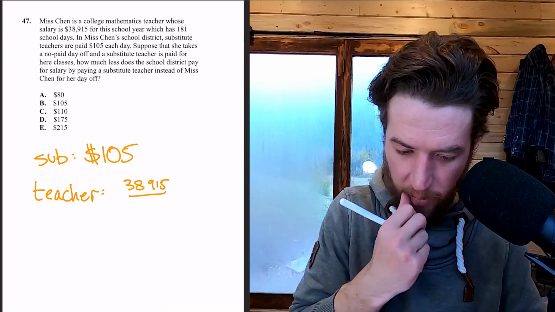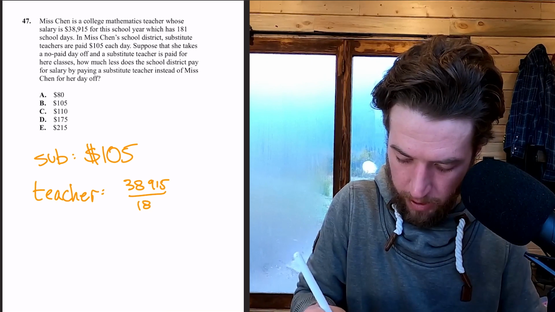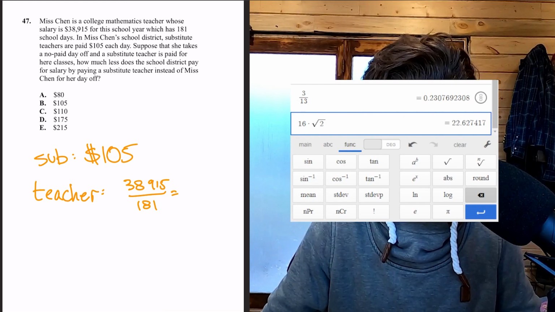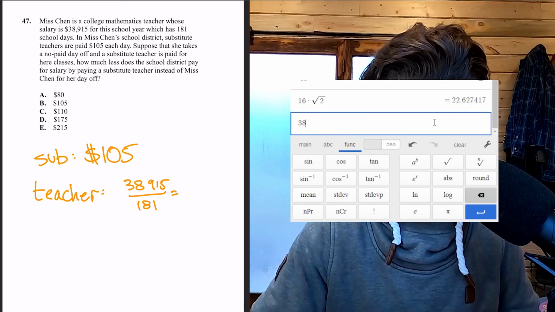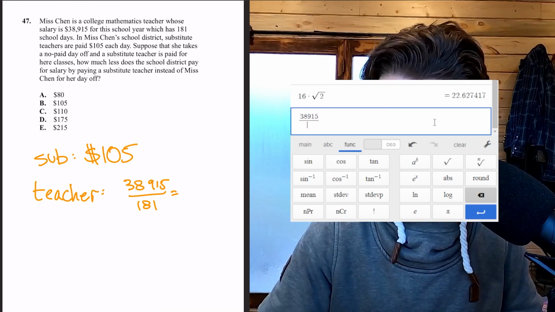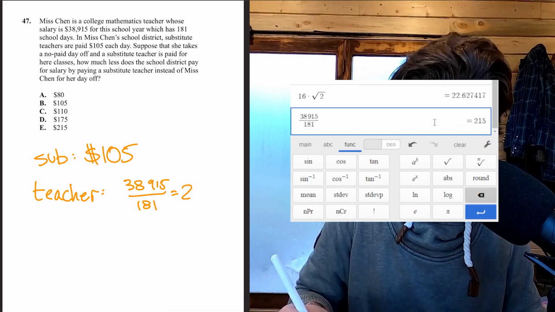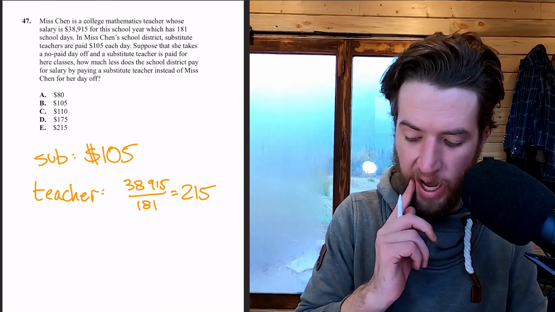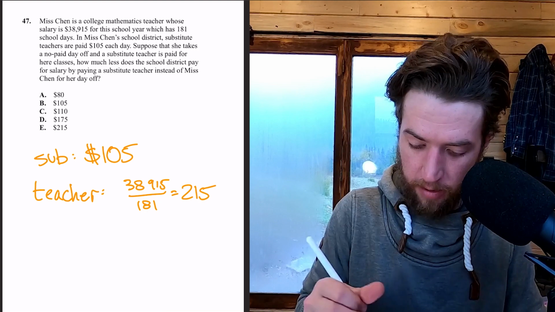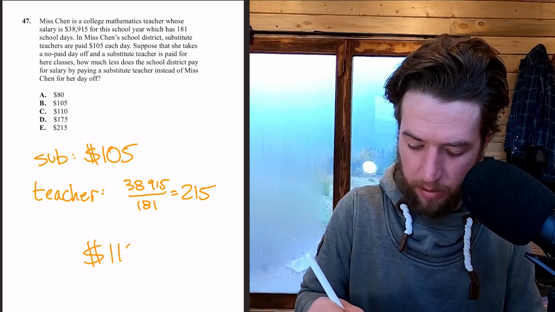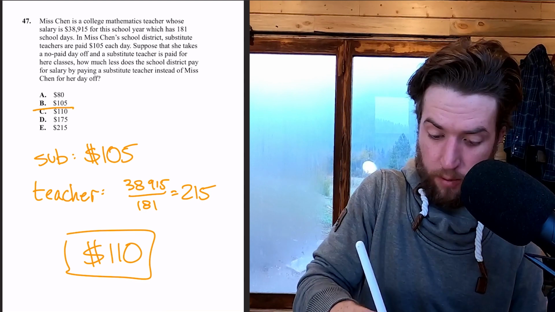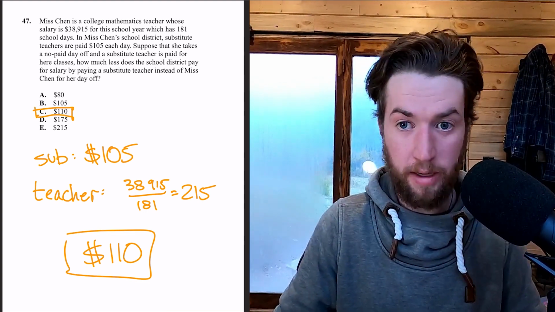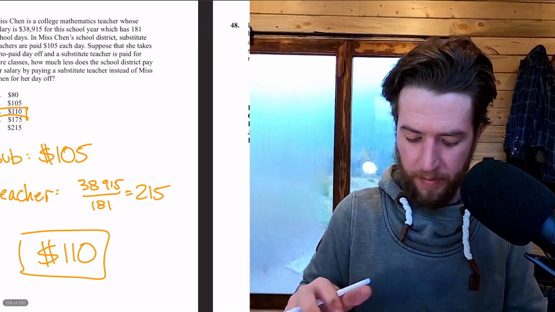38,915 divided by how many days they work, which is 181. People love to do this math. This is going to be a calculator one for sure. 38,915 divided by 181 is 215. So a teacher is making $215 a day and a sub is making $105. So the school district is saving $110, which is the difference between those two. In other words, the sub is not making as much as a teacher would, even though they're doing the same role for the day. Hey, who am I? All right, on to the next.